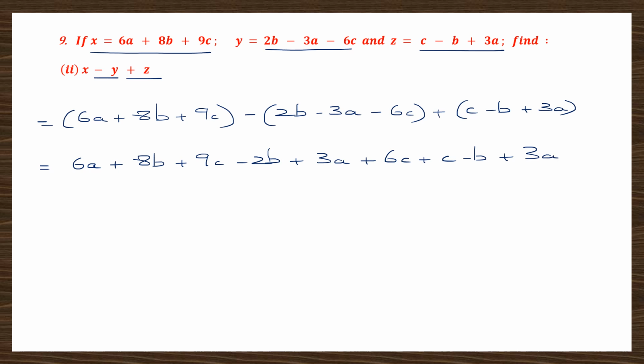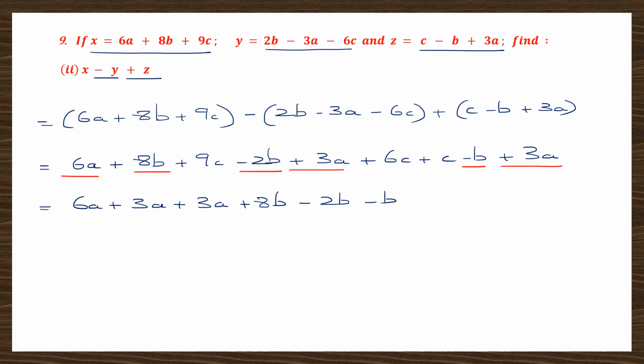Now get all the like terms together. 6a plus 3a plus 3a. So let's write that. Now get the b's together: 8b minus 2b minus b. So that will be plus 8b minus 2b minus b. Then let's take the c's: 9c plus 6c plus c. So that will be plus 9c plus 6c plus c.